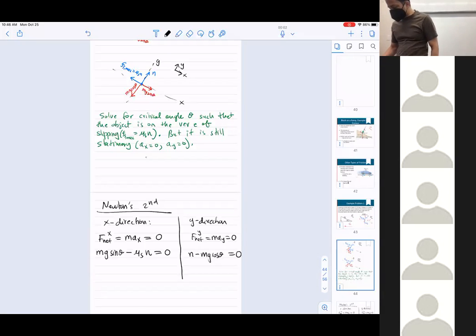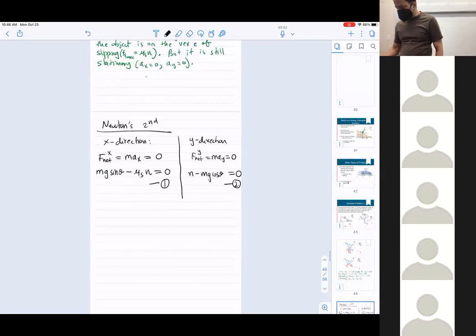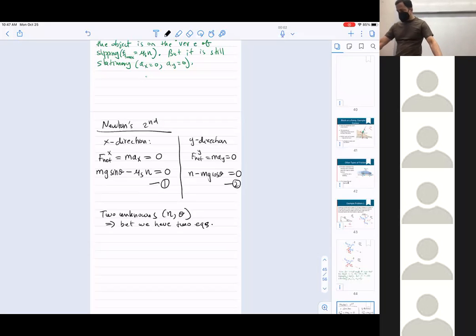So notice that this is like equation 1. This is like equation 2. We have two unknowns, which are n and theta. We don't know the normal force yet, and we don't know the critical angle. The critical angle is what we're interested in. But we have two equations, so we can solve for them simultaneously. Any questions on that?